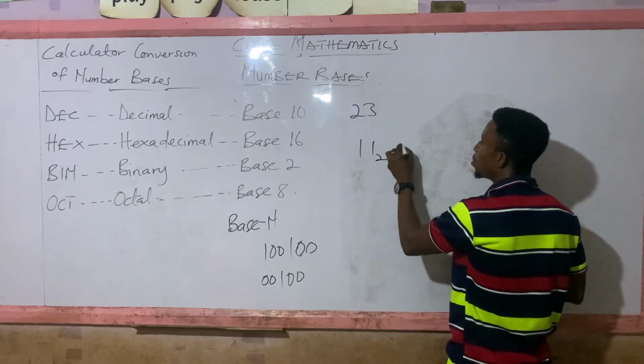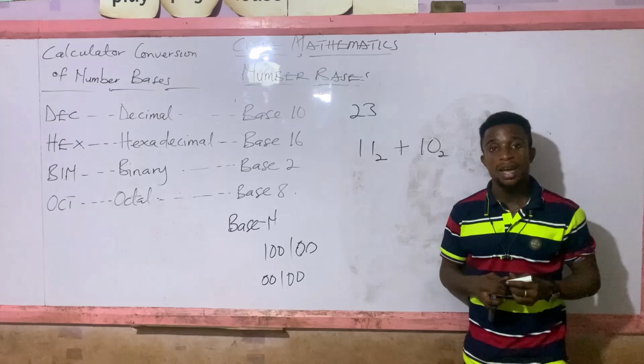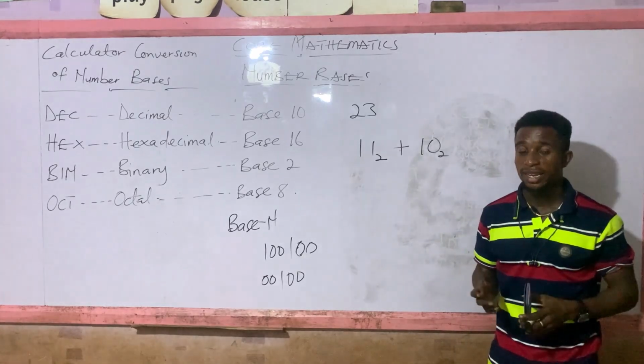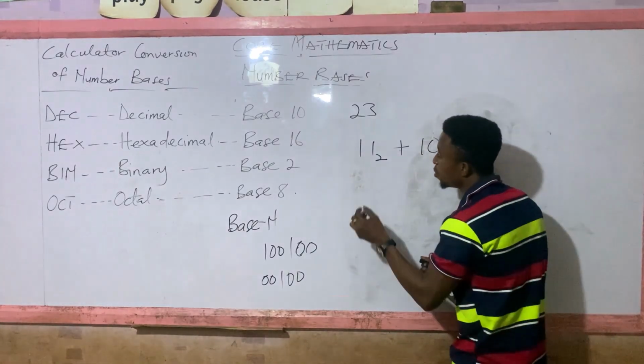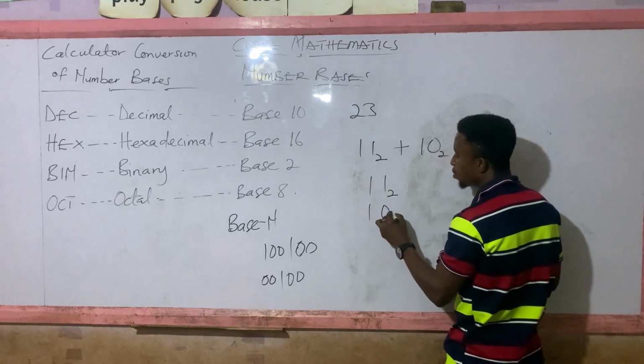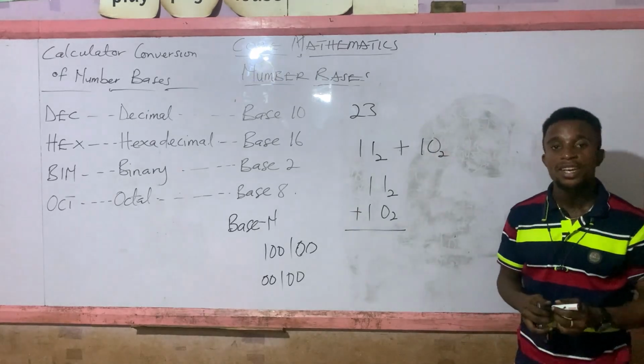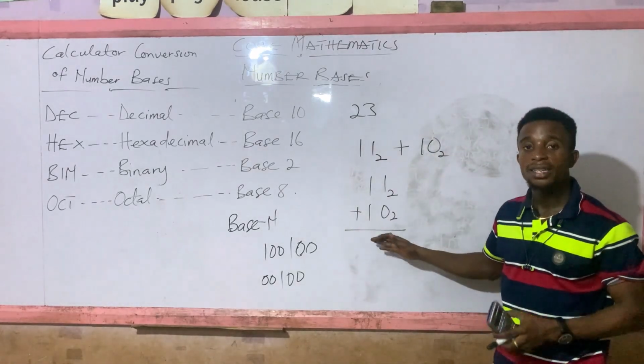1 base 2 plus, let's say, 1 0 base 2, and you are asked to add this. What we have done already: you put 1 base 2, then 1 0 base 2, then you add. After adding, the calculator gives the answer.